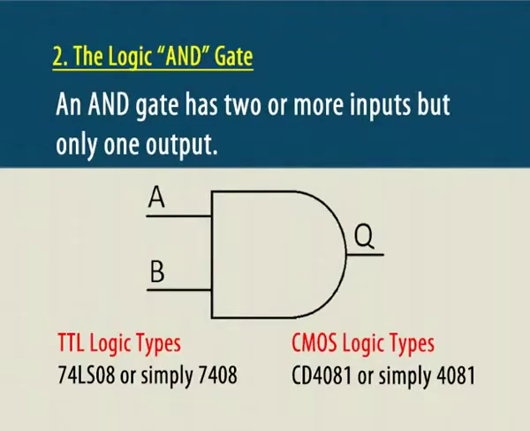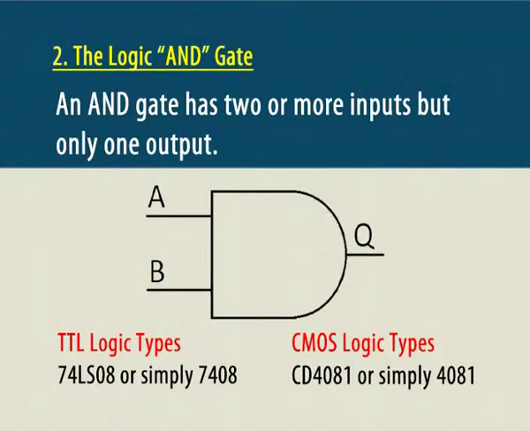Now let's look at the subject of our discussion for today, which is the AND gate. An AND gate has 2 or more inputs, but only one output. In this lesson, we shall limit our studies to an AND gate with only 2 inputs. The logic symbol for a 2-input AND gate is shown on your screen. A and B represent the inputs and Q represents the output.